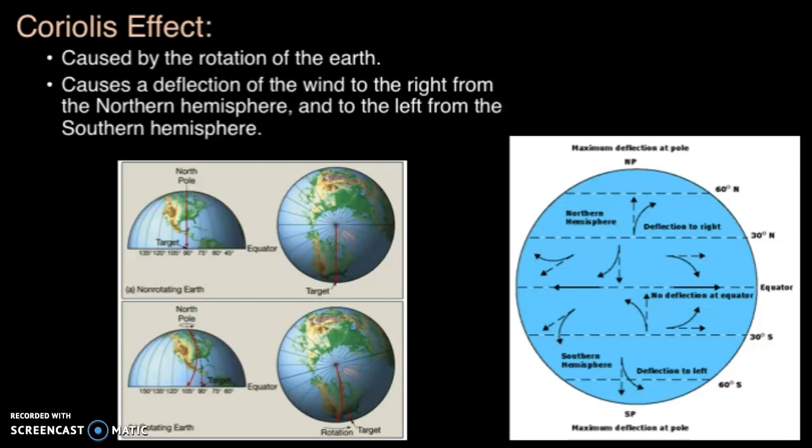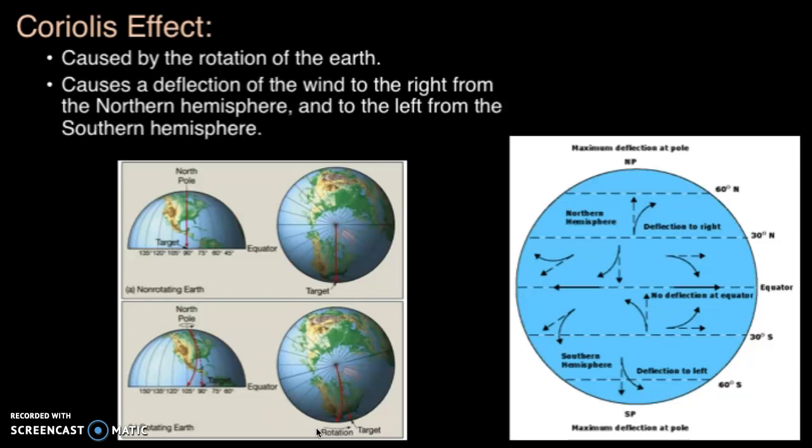It's going to differ in the northern hemisphere and be completely opposite to the southern hemisphere. It causes a deflection of the wind towards the right in the northern hemisphere due to the rotation of the Earth, and a deflection to the left in the southern hemisphere, again due to the rotation of the Earth. As you're seeing here in this diagram, the rotation is going to go counterclockwise if you're looking at it from the north, and clockwise if you're looking at it from the south.